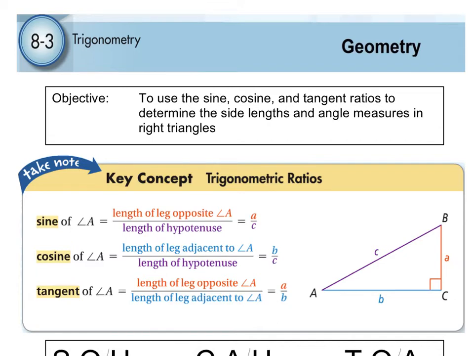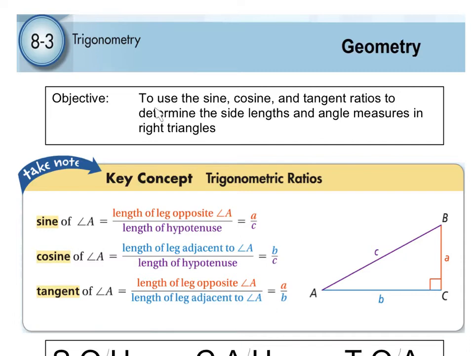They aren't 45, 45, 90, and they aren't 30, 60, 90. You still have a right angle, but what happens if it's 42 and 48 degrees in the other two angles? Well, we're going to be able to find a foolproof way to calculate any side we need, using what we call trigonometry.